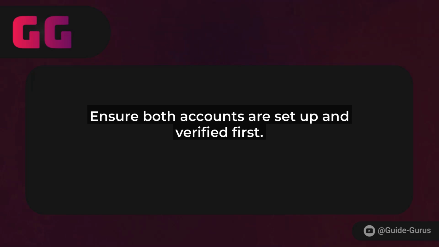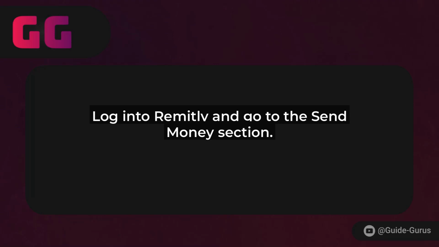First things first, make sure you have both your Remitly and Revolut accounts set up and verified. This is crucial for smooth transactions. Start by opening the Remitly app or website and logging in with your credentials. Once you're in, navigate to the Send Money or Transfer section. It's usually right on the homepage.